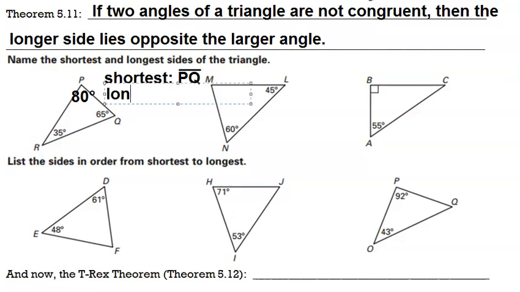The longest side lies opposite the largest angle, which would have to be RQ or QR. It doesn't really matter. It makes no difference. You can write either one.